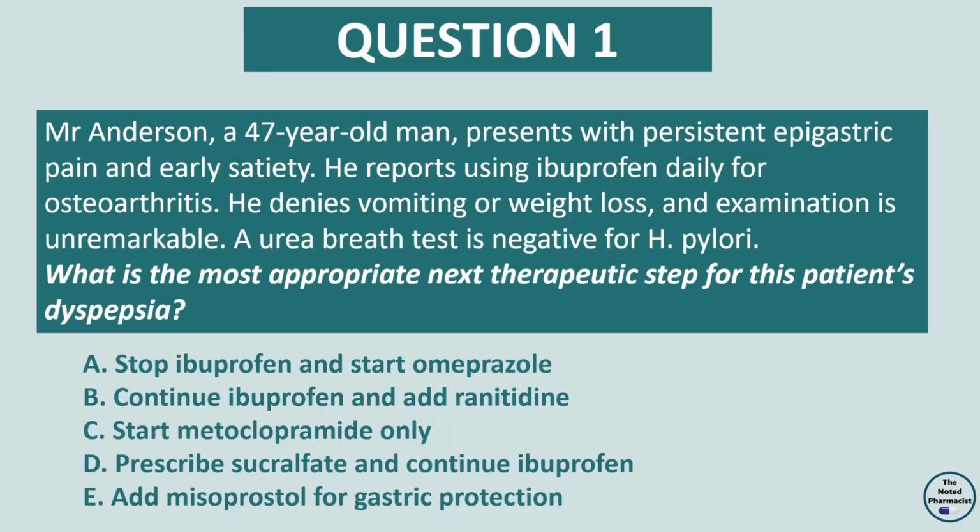Option A, stop ibuprofen and start omeprazole. Option B, continue ibuprofen and add ranitidine. Option C, start metoclopramide only. Option D, prescribe sucralfate and continue ibuprofen. Option E, add misoprostol for gastric protection.